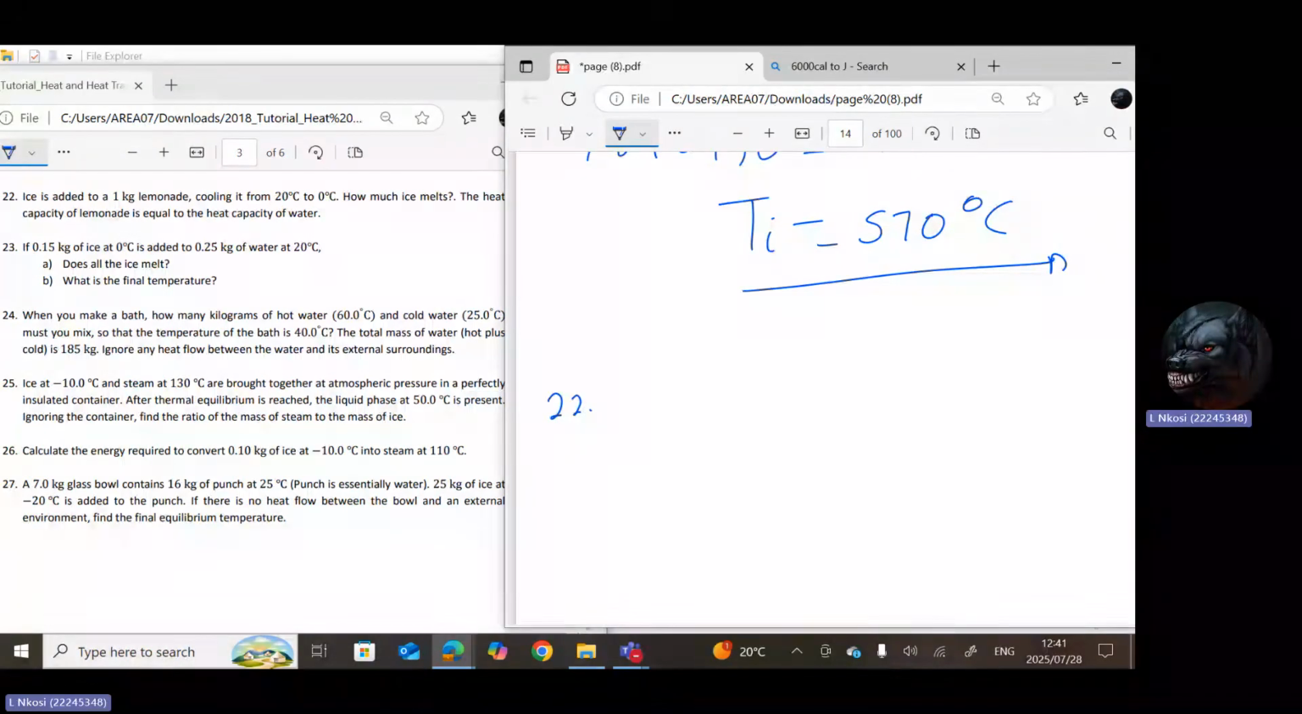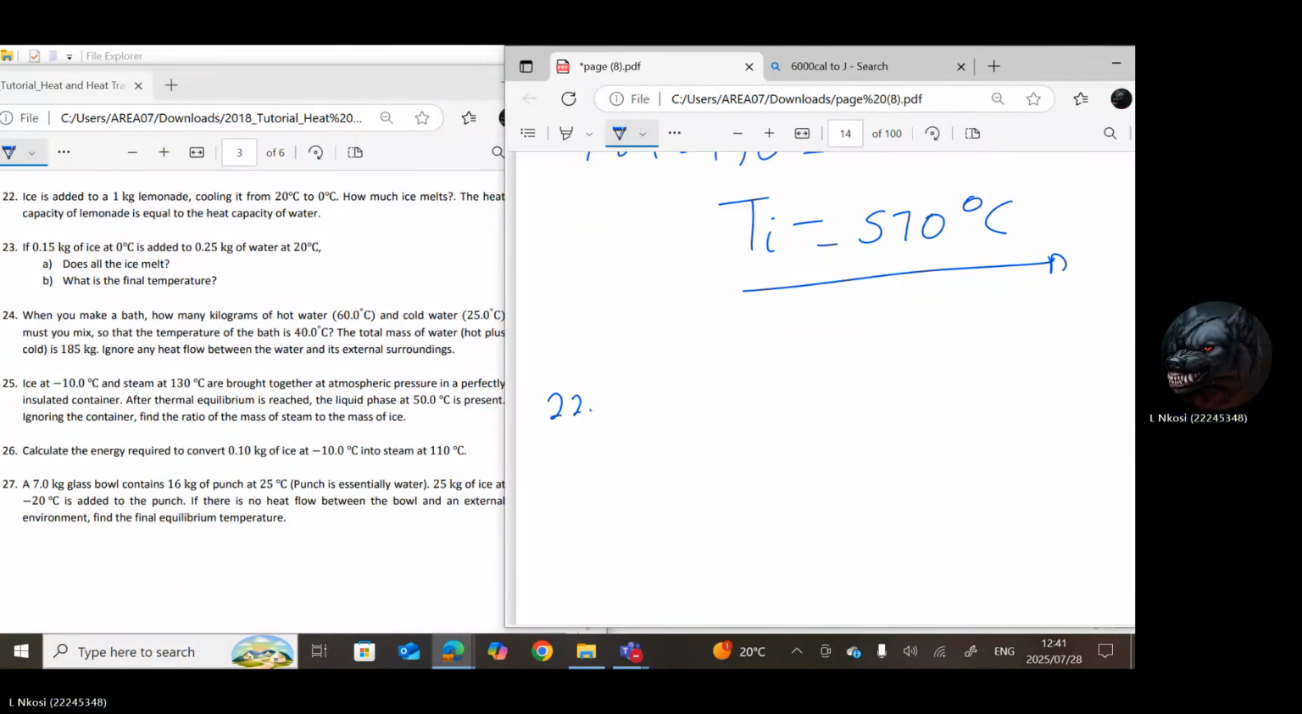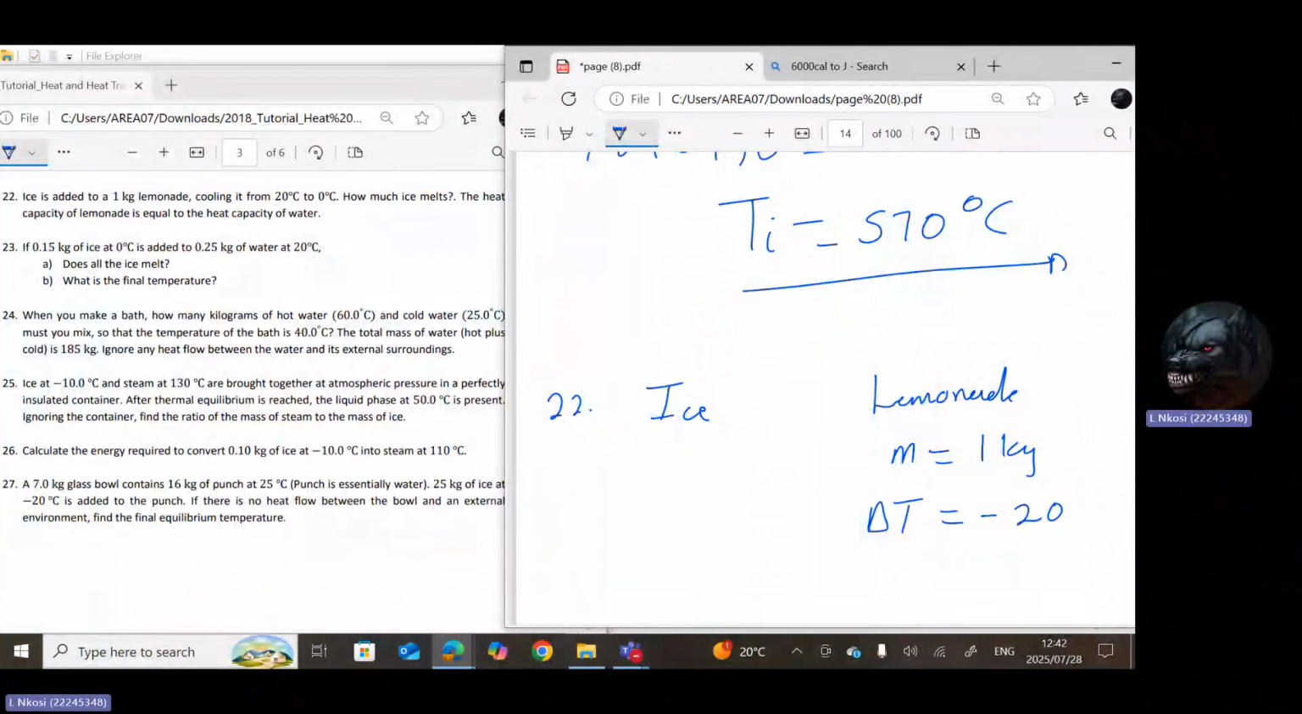Ice is added to 1 kilogram of lemonade, cooling it from 20 to 0. So we have ice and we have lemonade. The mass of the lemonade is 1 kilogram. The change in temperature of the lemonade is final 0 minus 20, so it's minus 20 degrees Celsius.